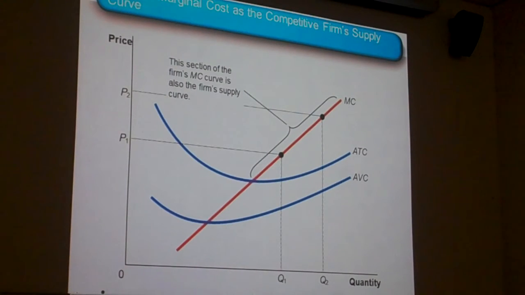All right, let me say it again. The portion of the marginal cost curve above average total cost is the long run supply curve. And we're going to talk all about that right now. So the portion of the marginal cost curve that's above average total cost is the long run supply curve.